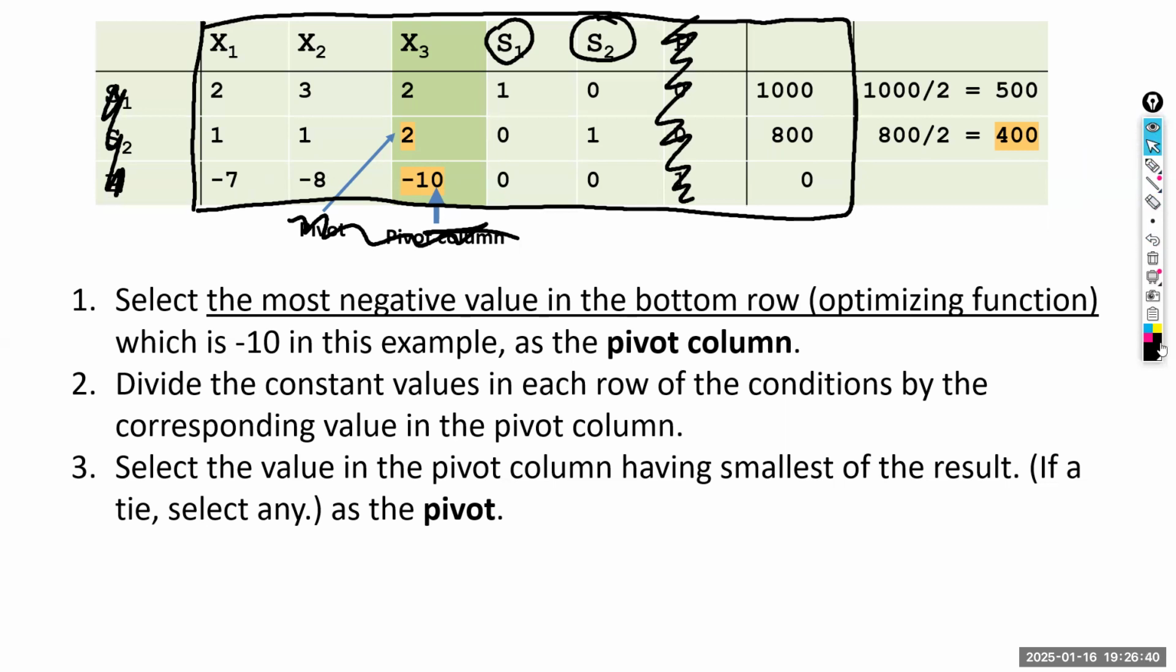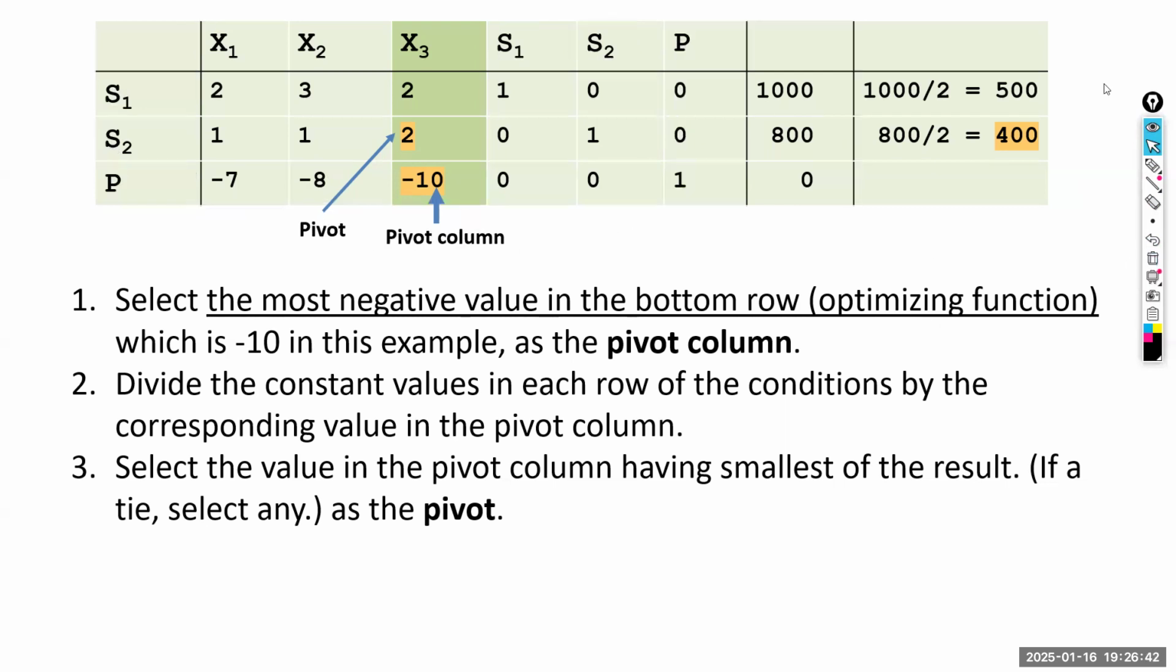So what is my task now? Look at the optimization formula. That is your final row. See whether there are any negative values. In this case, there are 3 negative values. Out of these values, find the most negative value. That is your first pivot column. In this case, -7, -8, -10. The most negative value is -10. So therefore, this is your pivot column.